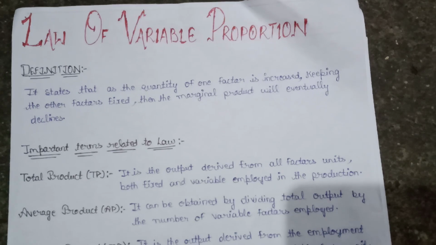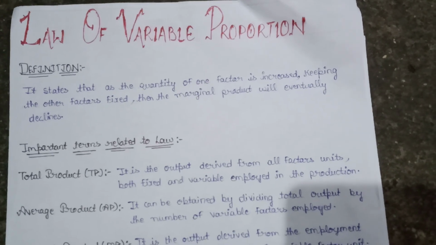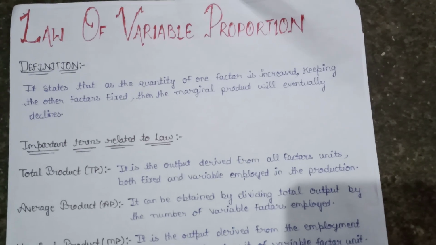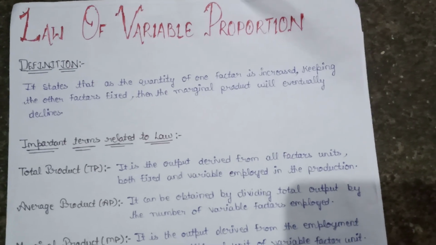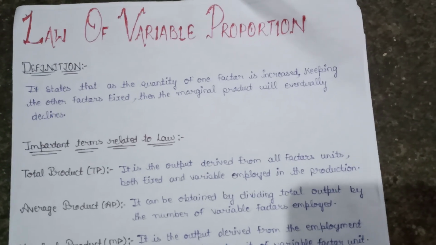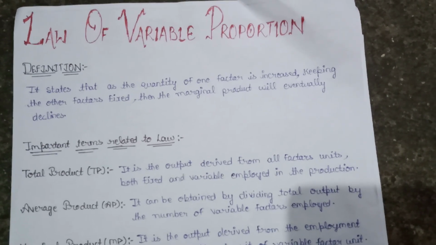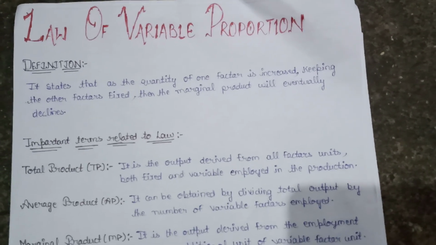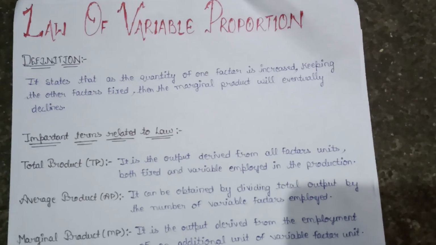It states that as the quantity of one factor is increased, keeping the other factors fixed, the marginal product will eventually decline. It means that if we increase one input in our industry, keeping the other inputs' quantity fixed, then the marginal product of a good in the industry will eventually decline.